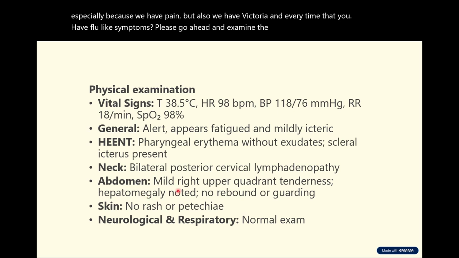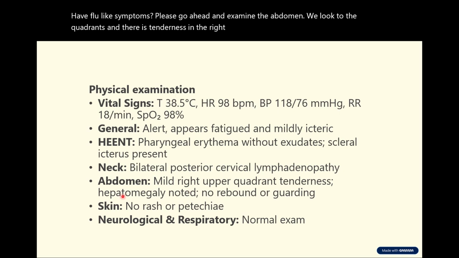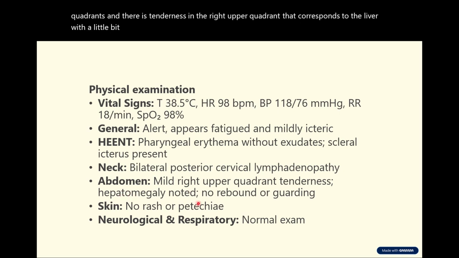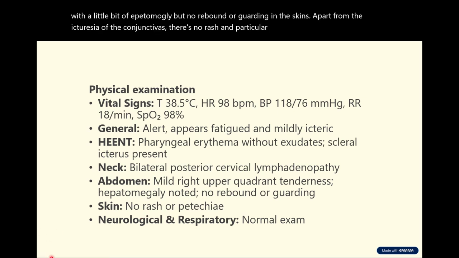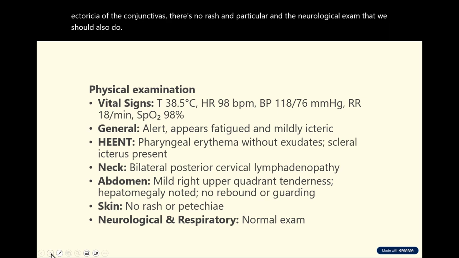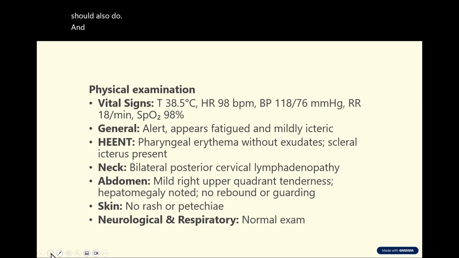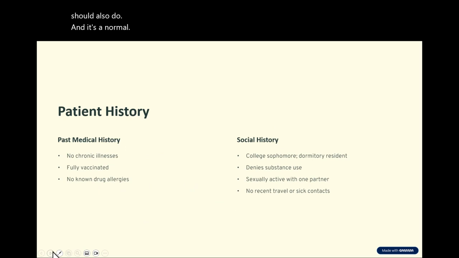We look at the quadrants, and there is tenderness in the right upper quadrant that corresponds to the liver, with a little bit of hepatomegaly, but no rebound or guarding. In the skin, apart from the icterus of the conjunctiva, there's no rash or petechiae. The neurological exam that we should also do is normal. The patient is oriented, so we don't have more compromise there.